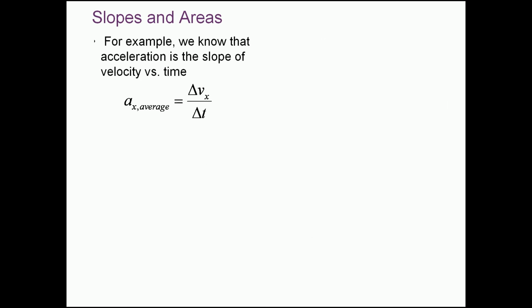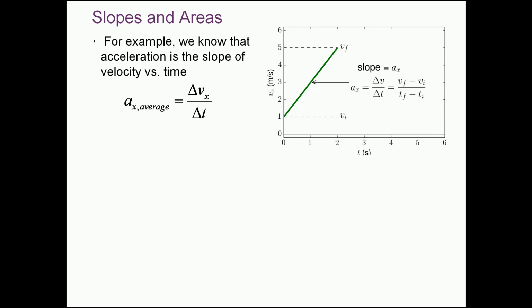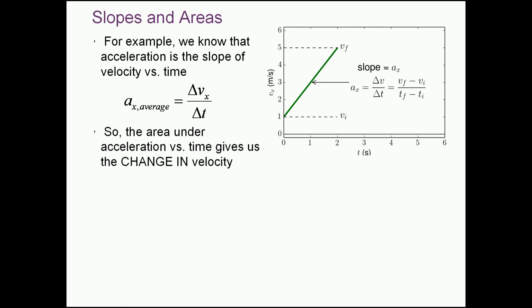So for example, we know that acceleration is the slope of the velocity versus time plot. All right, so my average acceleration in the x direction is the change in the x velocity divided by the time. So again, if I look at a velocity versus time plot, I'll get my slope, which is the average acceleration. Again, that's the change in velocity, so the final minus the initial velocity divided by the change in time. Should be the final time, there's the initial time.